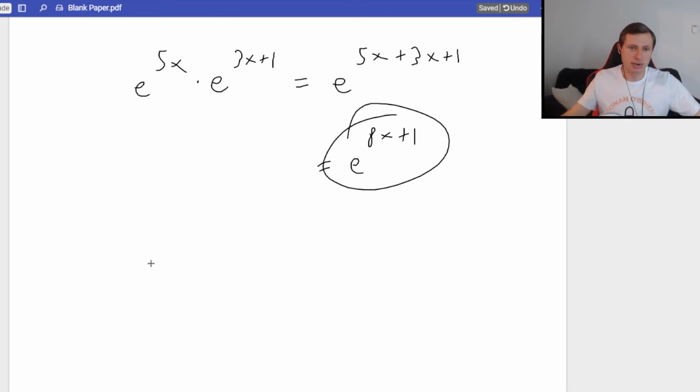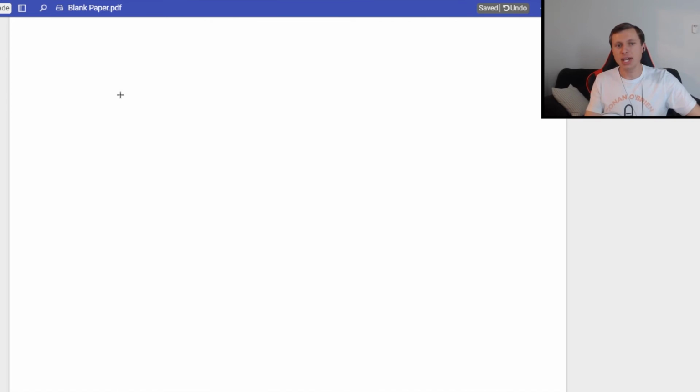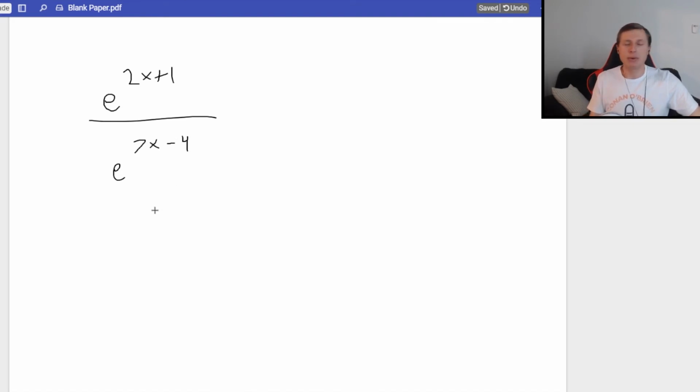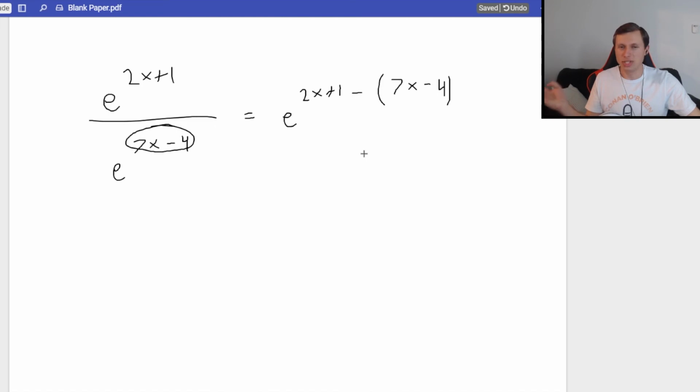I want to talk about division now because division's annoying. Let's say I have, one last example, e to the 2x plus 1 divided by e to the 7x minus 4, something like this. How would I simplify this? Well, if multiplication was addition, division is going to be subtraction, and you have to be careful because we need to subtract the whole quantity, 7x minus 4. In other words, what we have here is e to the power of 2x plus 1 minus the quantity 7x minus 4.